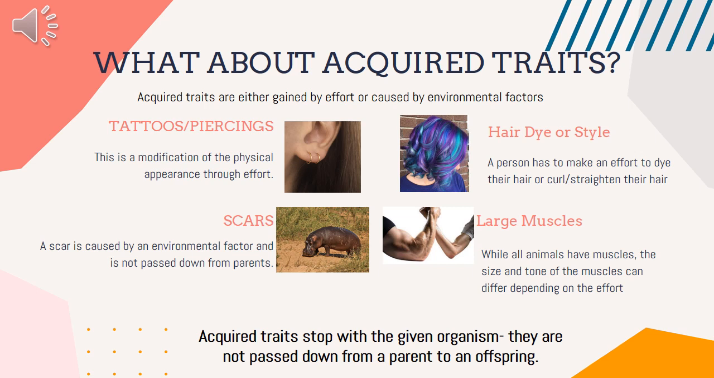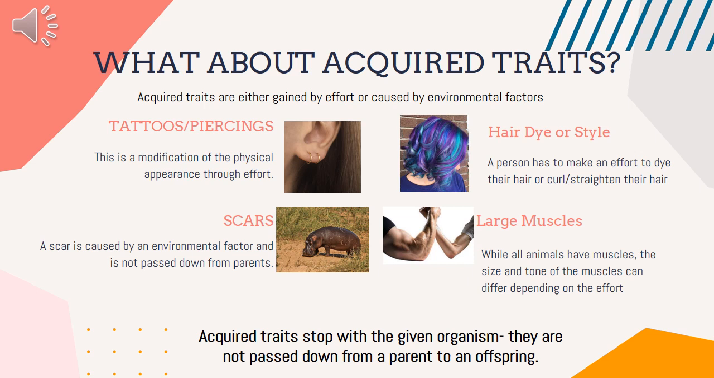So here I have like tattoos or piercings. That's something that the person has to specifically try to get. You go get a piercing or you go get a tattoo. You're purposefully modifying your appearance. So it is a physical trait that your ears are pierced or that you have a tattoo, but it's not something that you inherited.